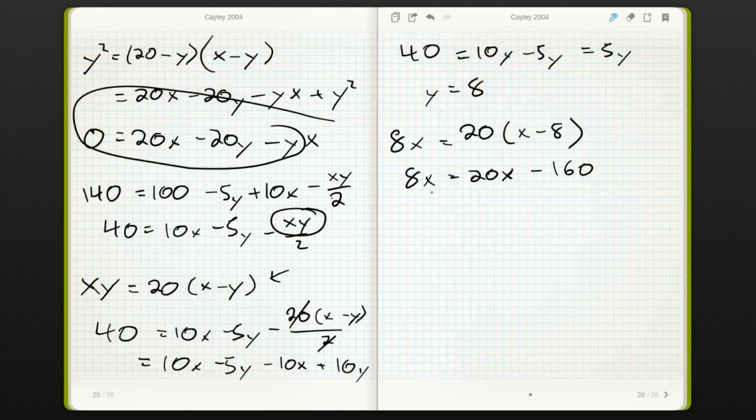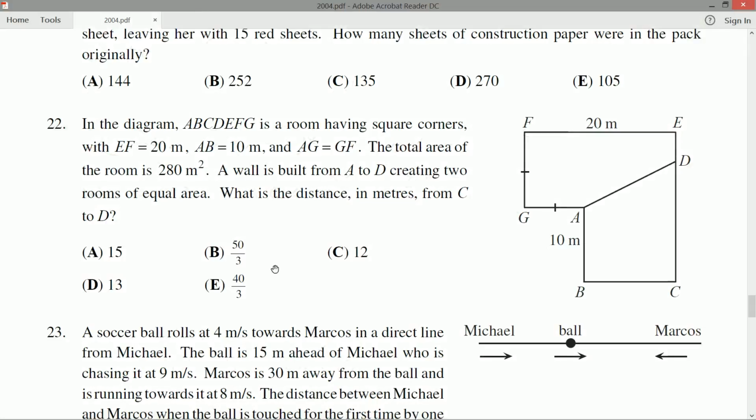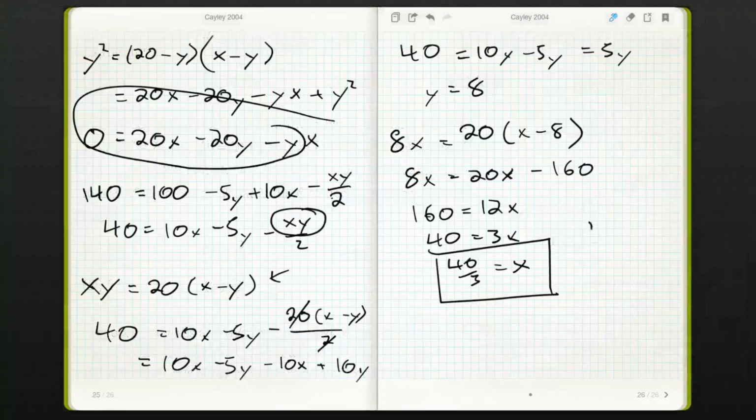So 160 is 20 minus 8, so 12x. Divide both sides by 4. We'll get 40 is 3x, or 40 over 3 is equal to x. I think that should be our final answer. Is that one of the possibilities? I know there were some over 3's. Yeah, there it is. 40 over 3, so that should be E.